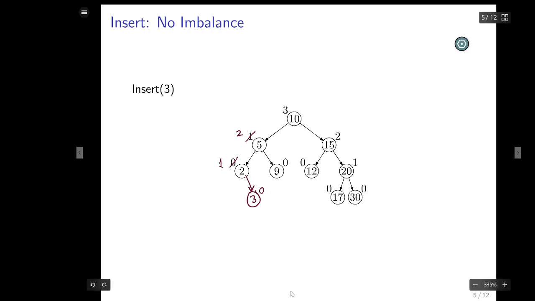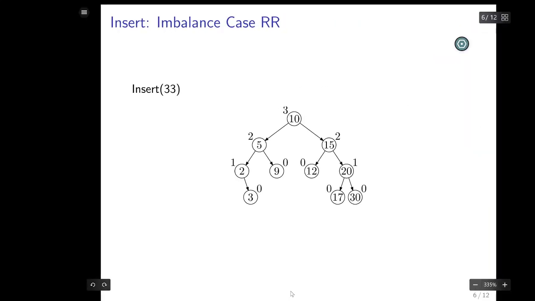Okay. Now I have to go back up to the top. Now the height of the root is 1 plus the max of the 2 heights here, although the height of the root doesn't change. So I'm done, and there was nothing. This is the no imbalance case. That's simple insertion.